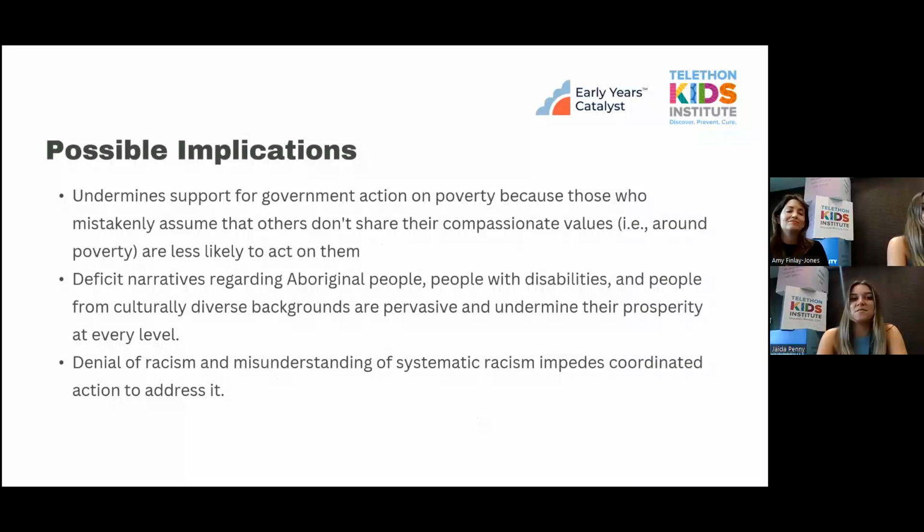So there are various implications that stem from these mental models. The support for government action on poverty might be undermined because those who mistakenly assume that others don't share their compassionate values about poverty are less likely to act on them. Pervasive deficit narratives regarding Aboriginal and Torres Strait Islander people, people with disabilities, and people from culturally diverse backgrounds undermine the prosperity of these people at every level. And the denial of racism and misunderstanding of systemic racism impedes coordinated action to address it.